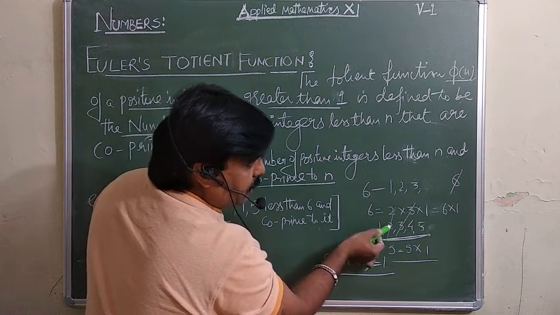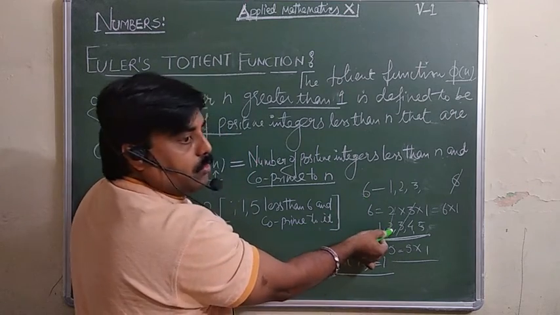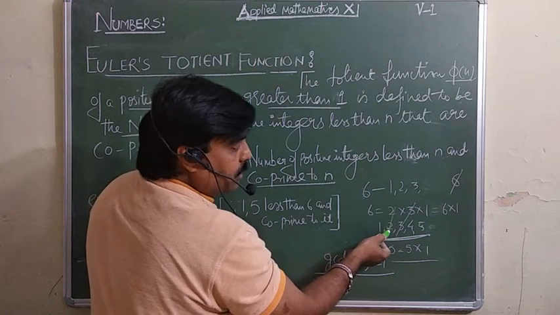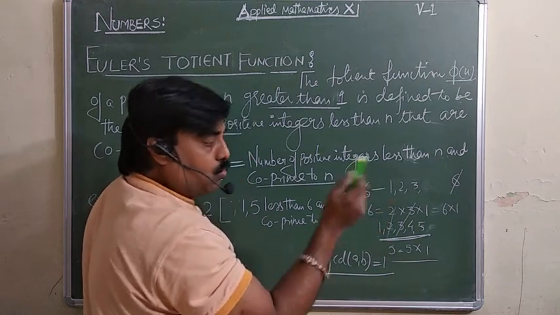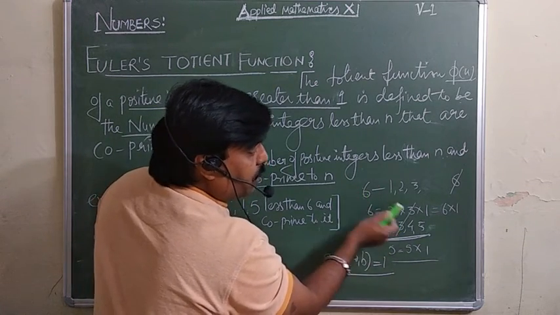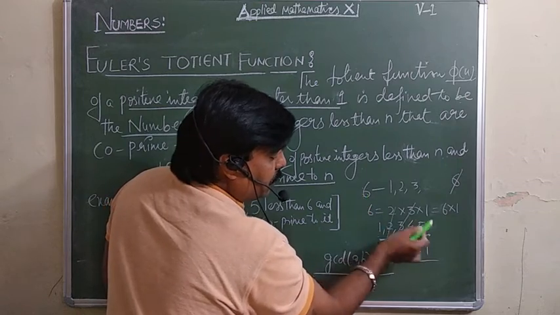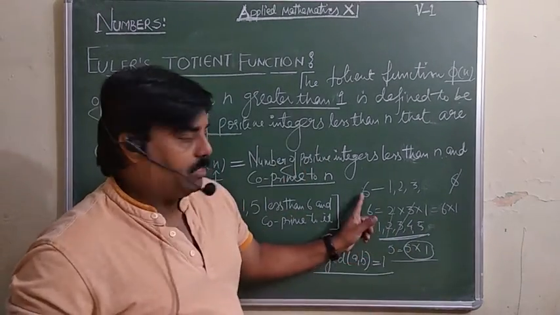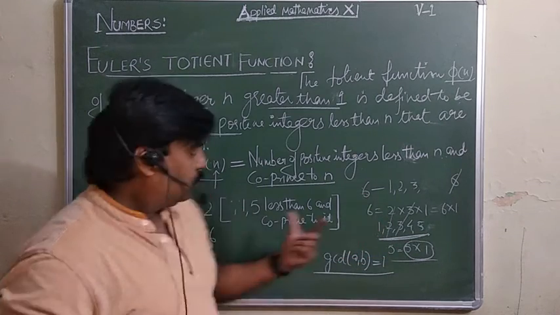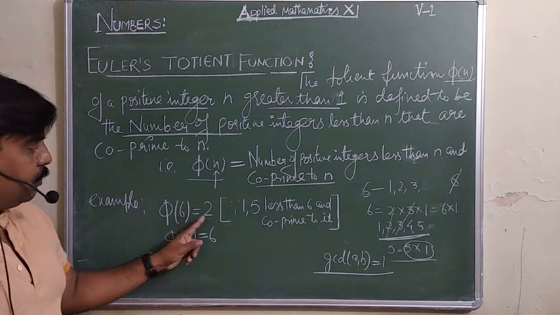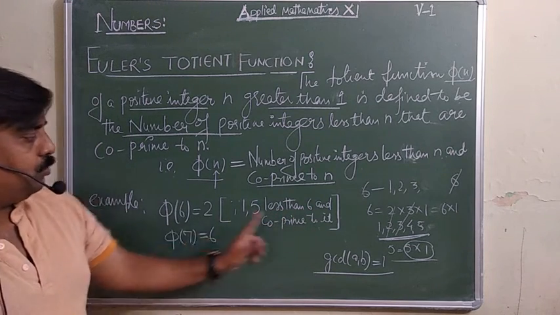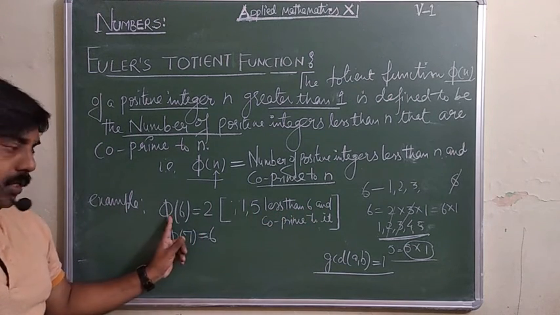But if you are taking 6 and 2, then 2 will also be common other than 1. So 1 and 2 हो जाएगा, तो that cannot be, these 6 and 2 cannot be co-prime. 6 and 3 cannot be, 6 and 4 cannot be, 6 and 5 is there. So there are only two numbers which are co-prime with this one. So phi 6 will be equal to 2, because these are the two numbers less than 6 and co-prime to it.